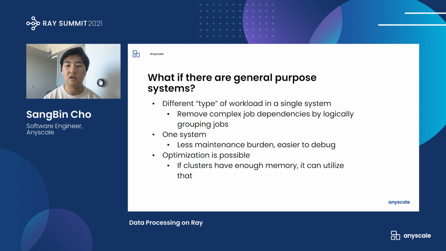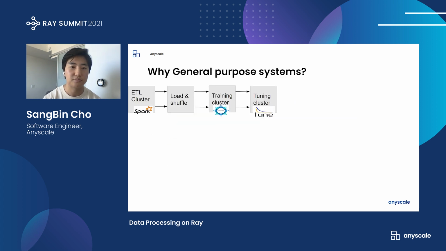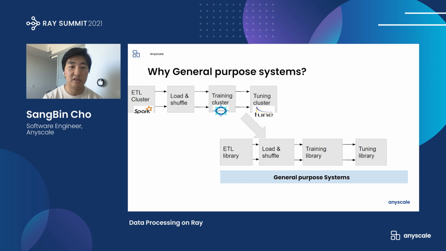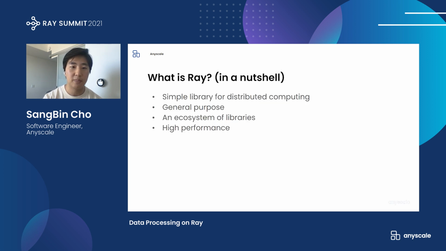And second, it is a lot easier to understand and operate the system because you just need to understand a single system. You just need to learn and teach one system to your team. And lastly, some types of optimization, like partitioning data in memory and caching in memory without going through Parquet files, should be possible with this kind of approach. So as you can see, this type of system composition could become like this, with a single general purpose system and multiple libraries on top of it.